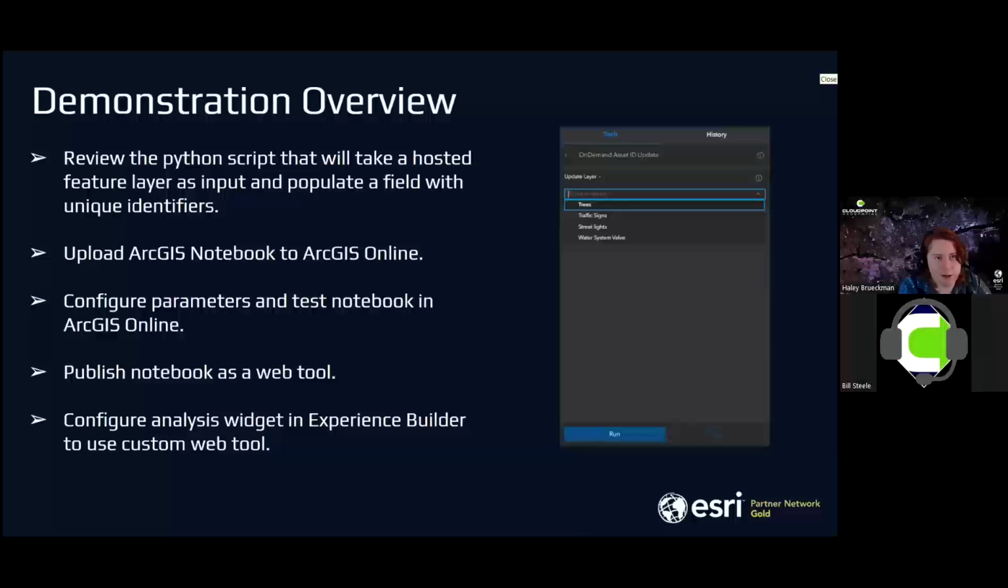So just a little demonstration overview. We're going to review the Python script, which takes a hosted feature layer as an input, populates a field with unique identifiers, and makes sure that field has unique IDs and no null values. Then we're going to upload this notebook to AGO, configure the parameters and test the notebook in ArcGIS Online, and then publish the notebook as a web tool and configure the analysis widget in Experience Builder to use that custom web tool.